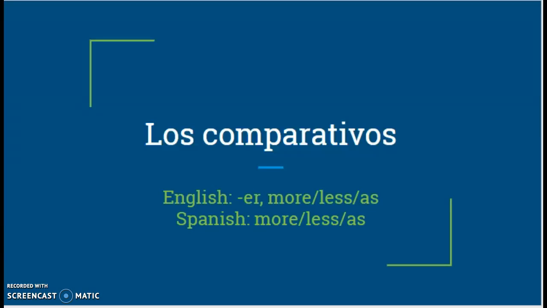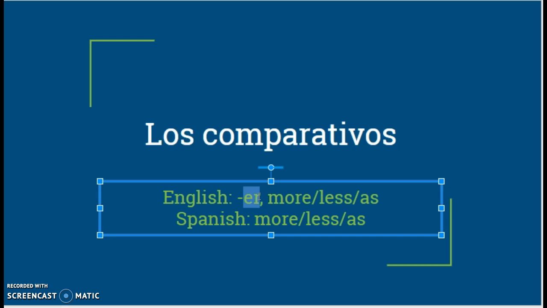Hola estudiantes, el video aquí es sobre comparativos, or comparisons. So in English, that would be when we have words that end in ER, or when we're using words like more or less than. So like, he is nicer than I am, so we'd have that ER. Or I have more clothing than she does, for instance.